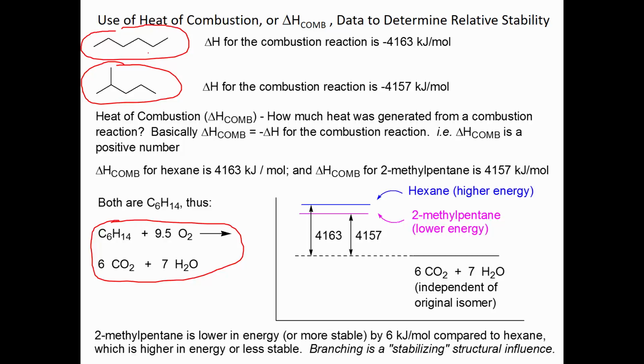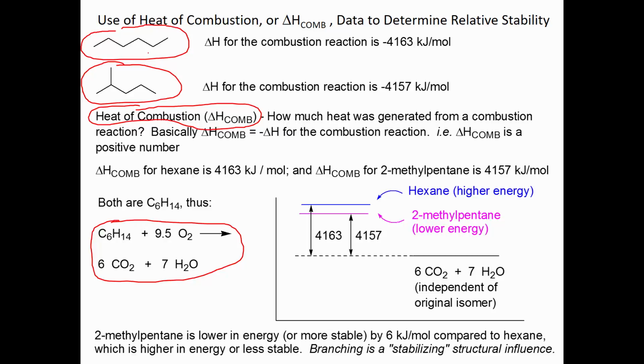Okay, these compounds, however, have different heats of combustion. The heat of combustion, or delta H for the combustion reaction, is negative 4163 kilojoules for N-hexane, and for 2-methylpentane, it's negative 4157. All right, so we're going to use this quantity here called heat of combustion, or delta H of combustion. This is how much heat was generated from a combustion reaction. Basically, heat of combustion is the negative of the delta H for the combustion reaction. The proper thermodynamic equation is a negative number, but we're looking at how much heat we got, so that's actually going to be reported as a positive number.